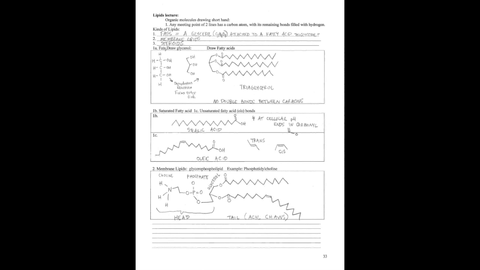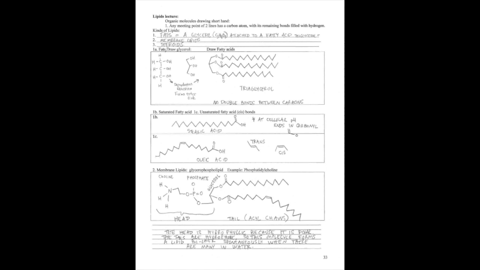Our final drawing shows a common membrane lipid. This is a lipid that is found in the membrane bilayer. It is a glycerophospholipid. There is a choline, a phosphate, and a glycerol at the polar head of the molecule, and then long hydrocarbon acyl chains as the tails of the molecule.